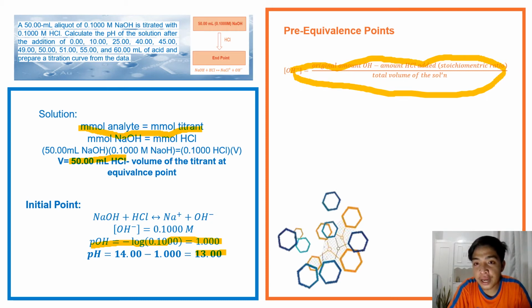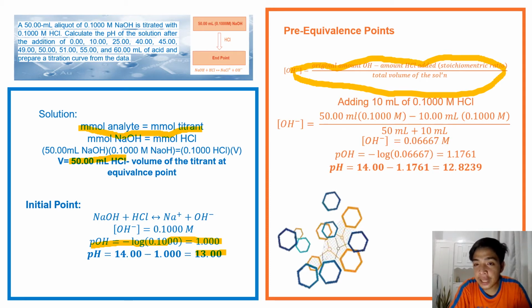Original amount of hydroxide minus the amount of the hydrochloric acid added, multiplied by the stoichiometric ratio, all over the total volume of this solution. When we add 10 ml of the 0.1 molar hydrochloric acid, the concentration of the hydroxide ion is going to be 0.06667. From this, we'll get the pOH, which is the negative logarithm of the concentration of the hydroxide ion, which will give us 1.1761.